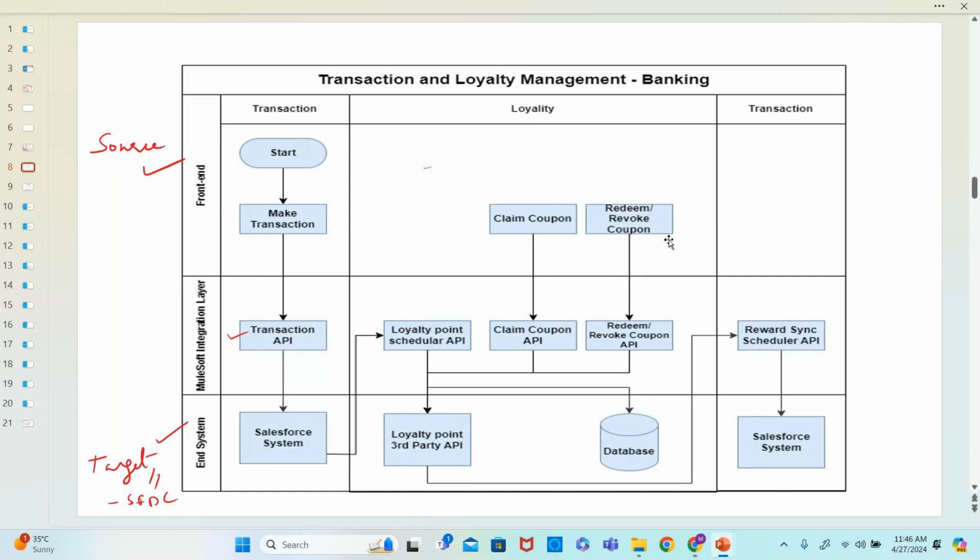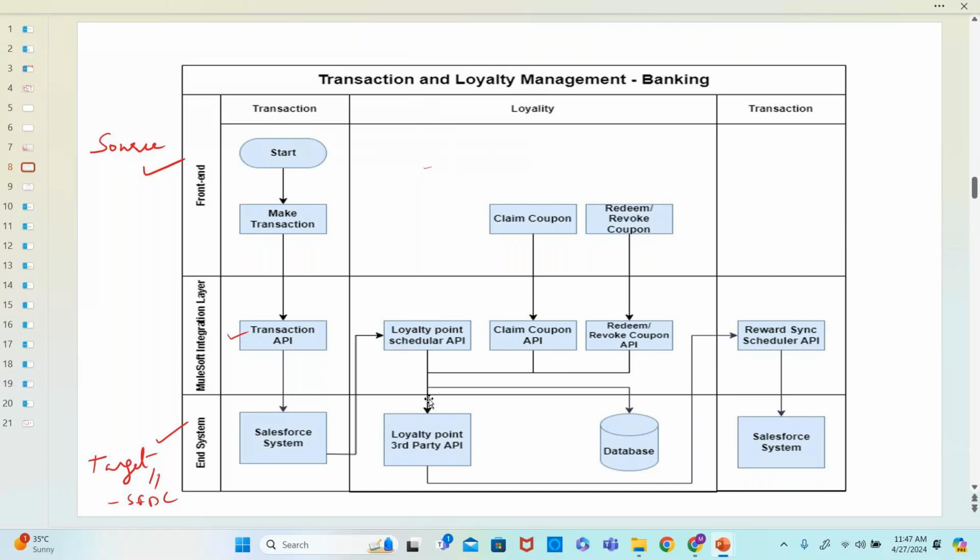Now what happens, the product was 2,000 rupees: 1,000 rupees he paid by debit card and 1,000 rupees by coupon, right? Now that coupon should be revoked, and it should be available with the customer for using at a later point of time. That particular journey will be handled by revoke coupon. Exactly. At this point, again, you are updating the third party loyalty system.